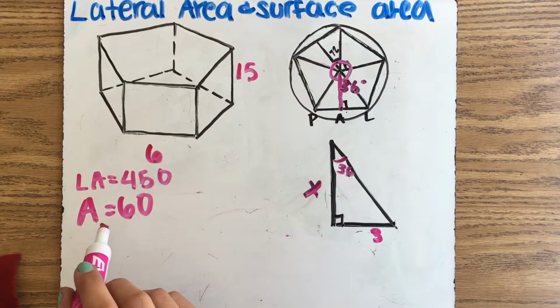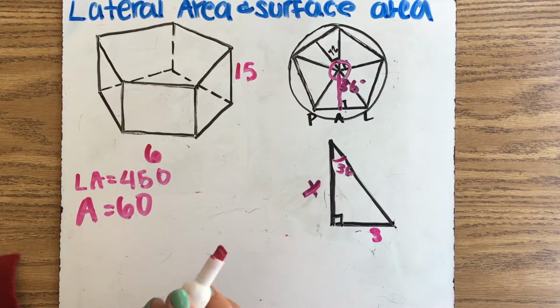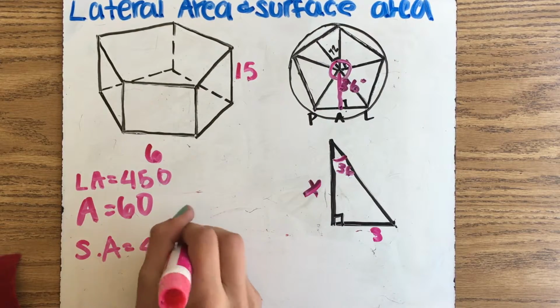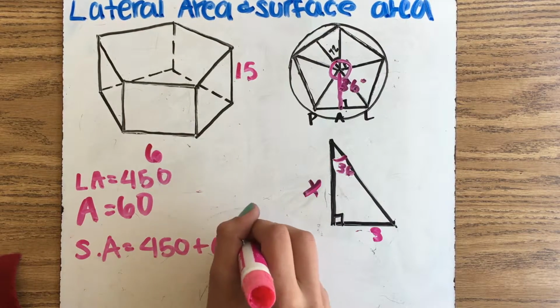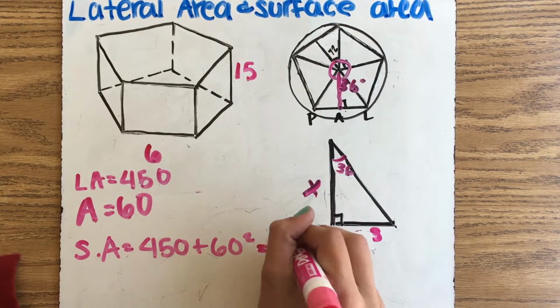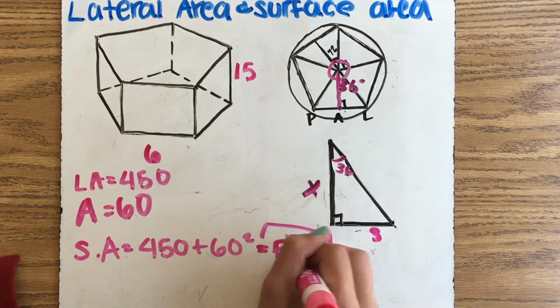Once you find the area of the triangle, you can now find the surface area by doing 450 plus 60 squared, because there's two bases. So that would be equal to 570, which would be the surface area.